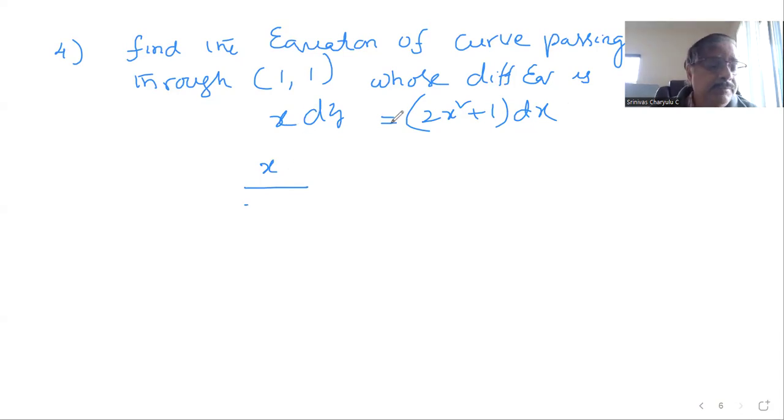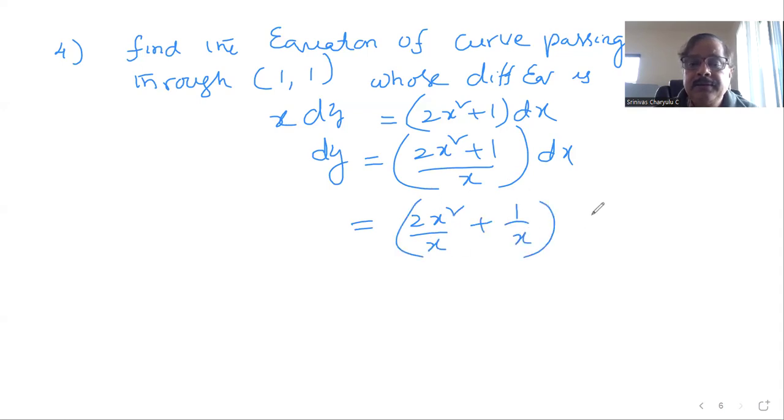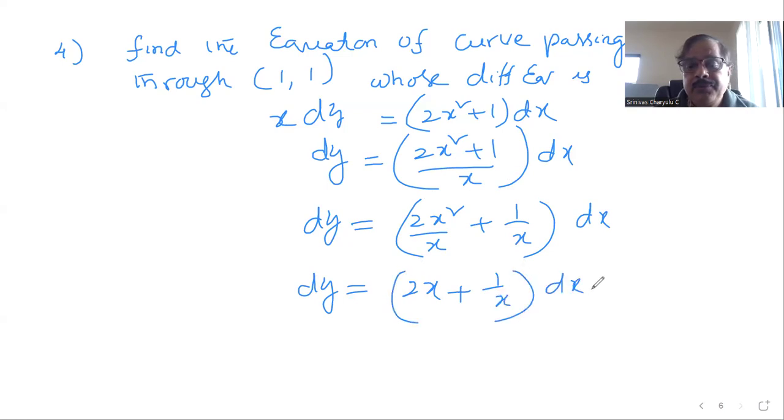x dy is equal to 2x square plus 1. So what you do, you take only x that side, because there is no y term other than dy. 2x square plus 1 by x into dx. 2x square by x, distribute the LCM here in this case. So dy is equal to 2x plus 1 by x dx. So integrating both sides.